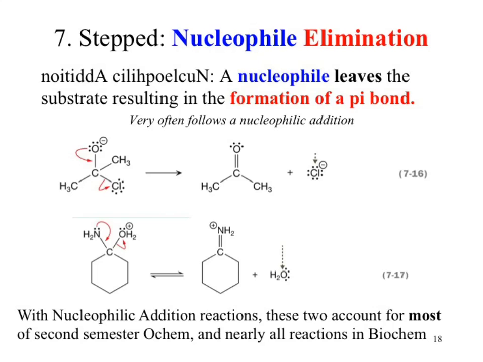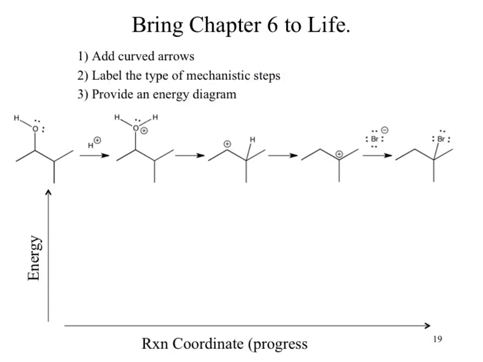These last two, the nucleophile elimination and the nucleophilic addition, account for most of the second semester OChem. And arguably all of the chemistry necessary for biochem comes from those two mechanistic steps. So they're really, really important. Theoretically, you're taking second semester if you're going to move into biochem. So we'll spend the last couple minutes here taking chapter 6 material and now turning it on our mechanisms.